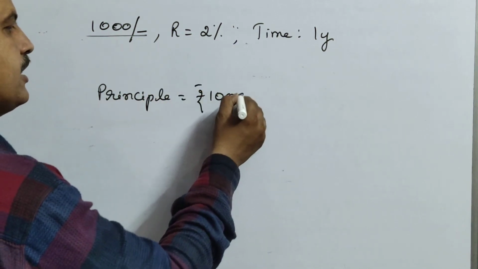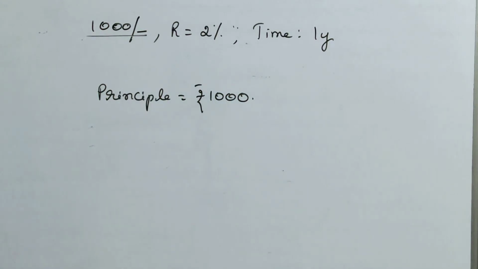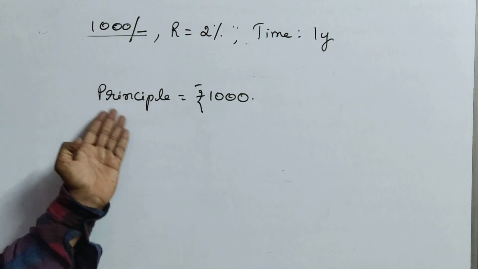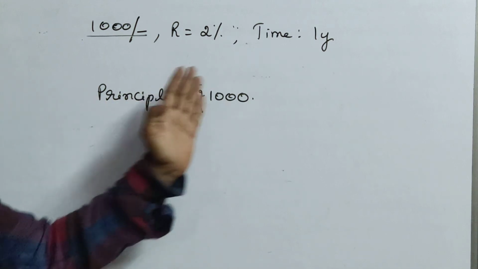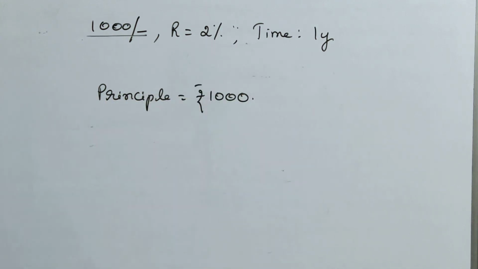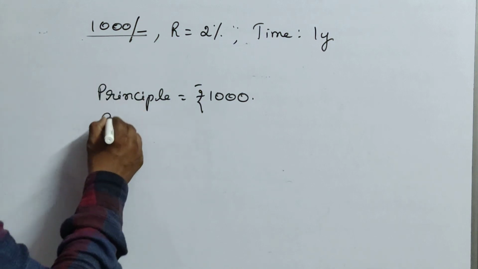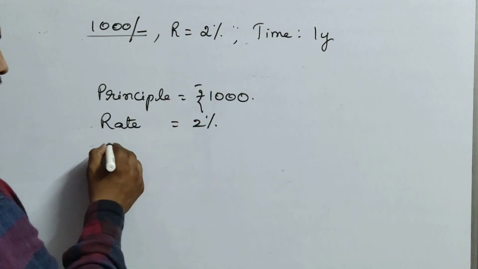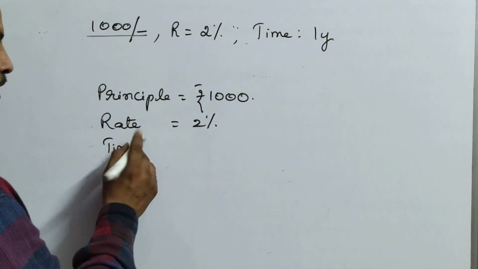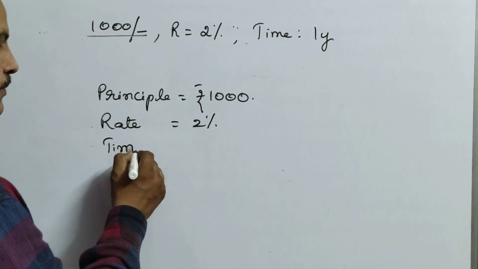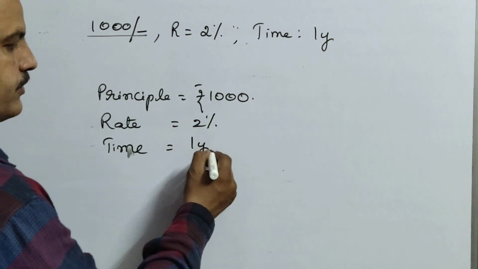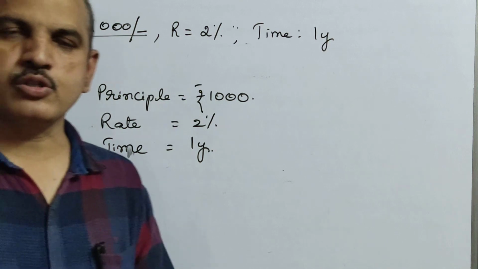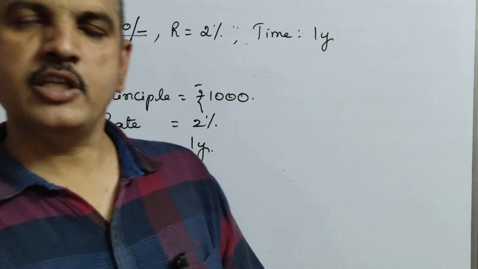So here the principal is 1000 rupees. That means one boy has lent the amount, no? The boy gave the principal amount of 1000 rupees to his friend. And he said the rate of interest is 2%, and he gave the time also. That means you have to give my amount back in 1 year. Even if they give the time in months, we have to convert it into years only.